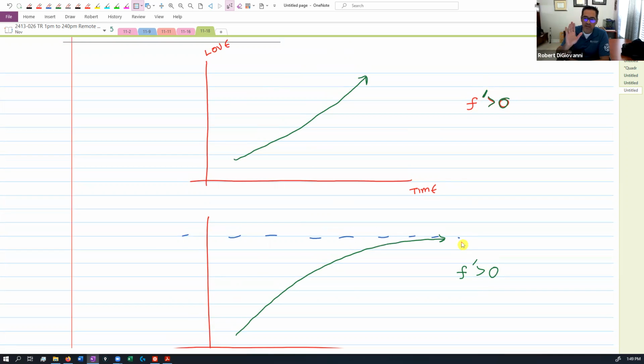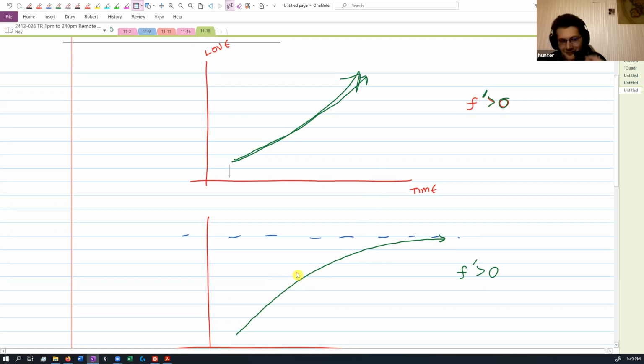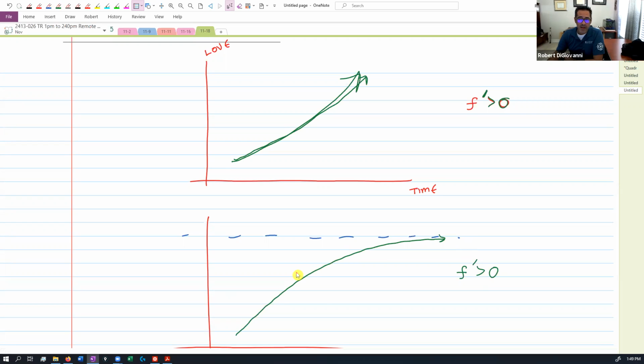You can say the derivative of your love is positive, but add one more condition. What condition? What's the difference between this graph and this one? The second derivative is positive. The second derivative needs to be positive. Because see, if your second derivative is positive, then you're concave up. And that means you can't flatten out.